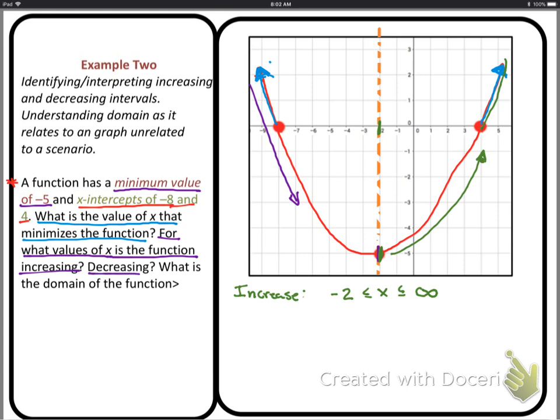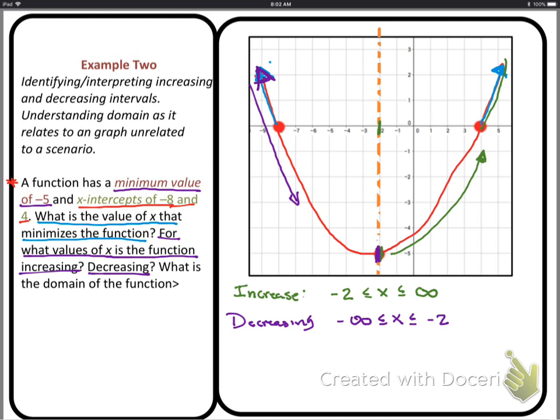Now it's asking, for what values is it decreasing? We look at our x-axis. We have a decrease coming in from -infinity, because this is going to go on forever. So from -infinity, it's decreasing all the way to, again, that vertex spot, -2. So it's kind of flipped around.